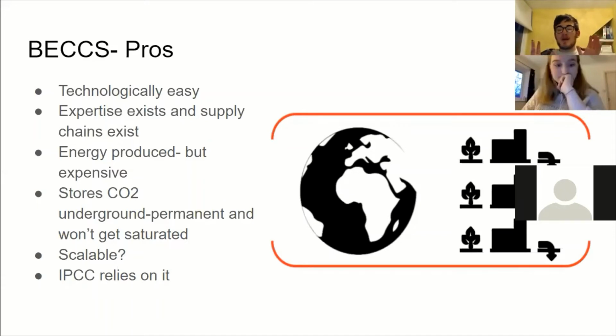Scalable, maybe. Like, we can grow crops in a lot of places, but as you'll see, again, this has loads of problems. And finally, the Intergovernmental Panel on Climate Change relies on this as well. Relies on this to reach 1.5 degrees. And so, like, it's clear that it has international legitimacy.